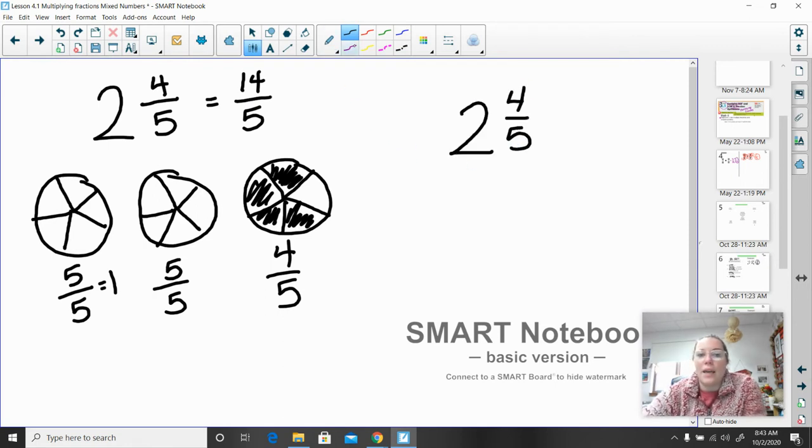Okay, by doing what I like to call a cartwheel. So I start at the bottom and I cartwheel it around. And what we're going to do is multiply the denominator by our whole number. So 5 times 2 is 10. And then we're going to add our numerator. So 5 times 2 is 10 plus 4 is 14.